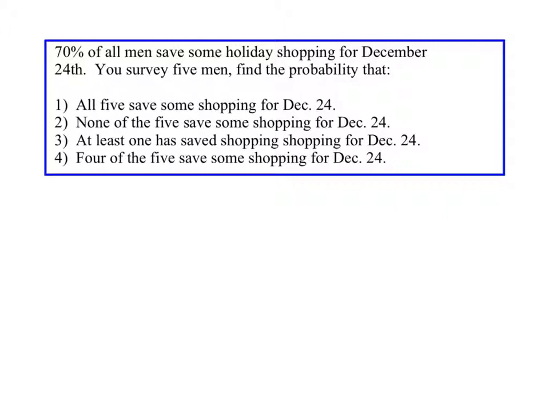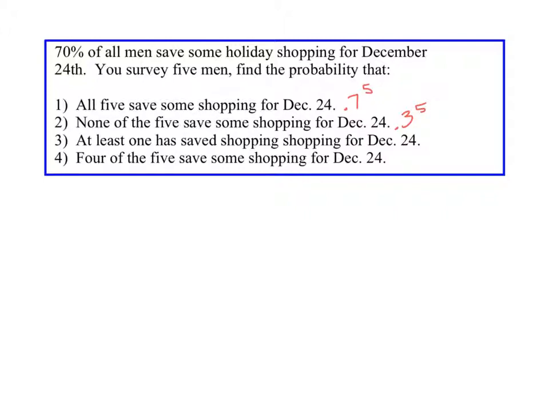Instead of writing down the answers, I'm just going to show some work here. If 70% of men do save shopping, this would be 0.7 raised to the 5th power. That would be all 5. None of the 5 save some shopping for December 24th. Well, of course, if 70% do, 30% don't. So this will be 0.3 to the 5th power.